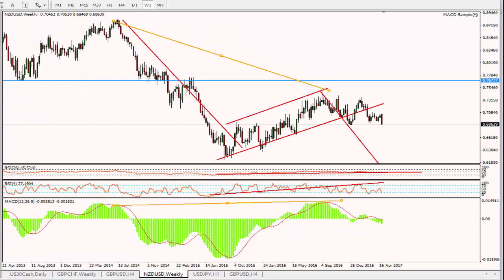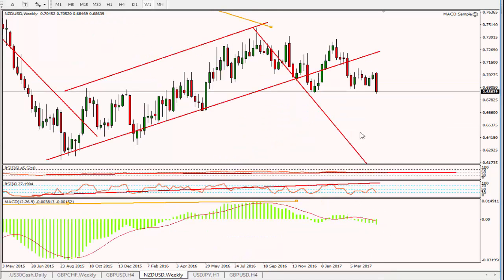So now we see MACD aligning itself in line with the RSIs, and the MACD histogram is now trading below the 0 line. So that in itself is a very good clue to us that we have some form of selling coming. Now let's take a look at this closed candle.